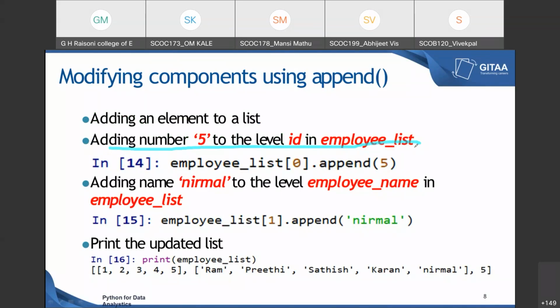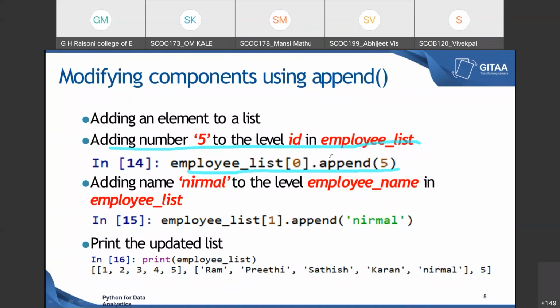So that is called adding an element to the list. For that, how can we add? So employee list 0 dot append 5. Why 0? Because employee ID has the values 1, 2, 3, 4 only, and I want the employee ID, which has index 0. That's why I write employee ID of 0, that is an index value.